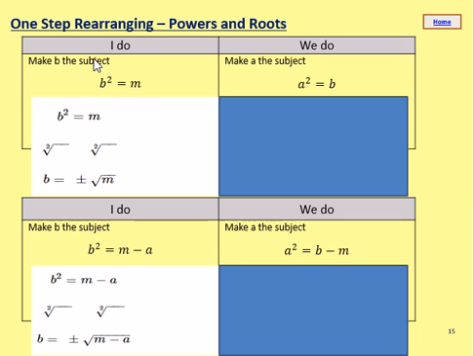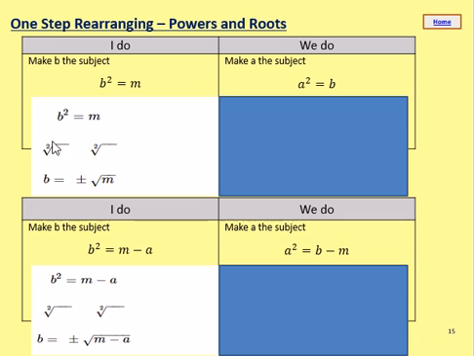Okay, so now we have some squares and square roots coming up. So this one says make b the subject, and it's b squared equals m. Well, b squared equals m. B's not the subject because it's b squared. We want just b equals, not b squared. B squared is the subject at the minute. So I need to get rid of this squared.